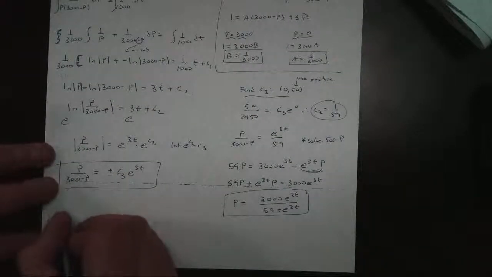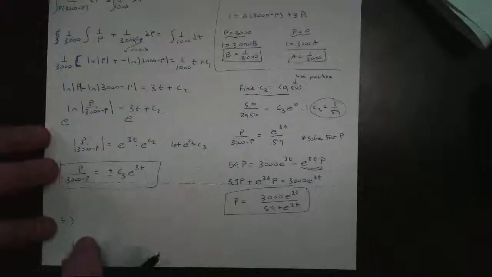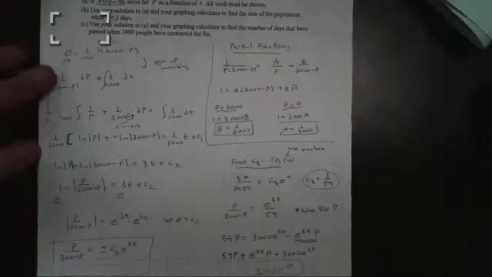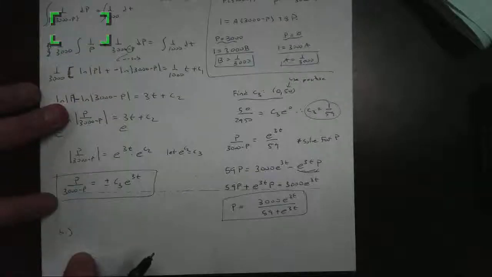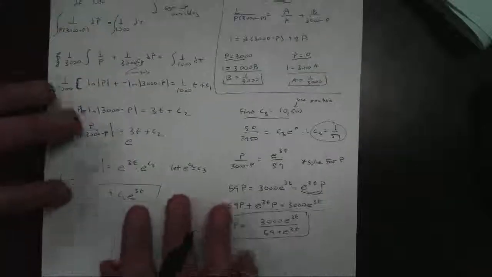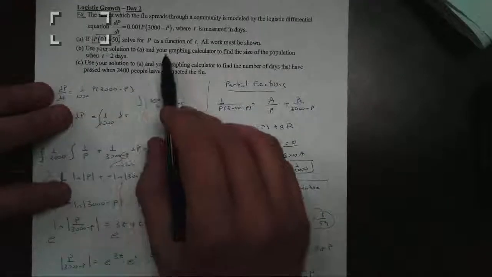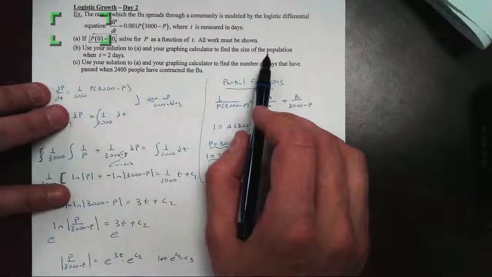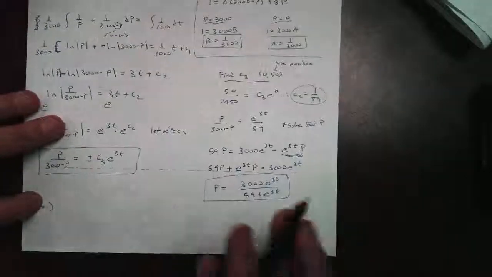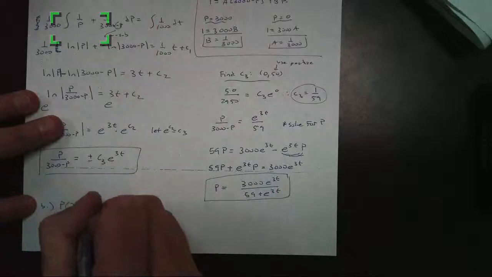All right, now let's do part B. You might be thinking to yourself, part A took that long, you expect part B to be done in that spot? Yeah, I do. Because for part B it says use your solution in your graphing calculator to find the size of the population in 2 days. So basically it's what's P of 2 equal to. That I can just use a calculator for.